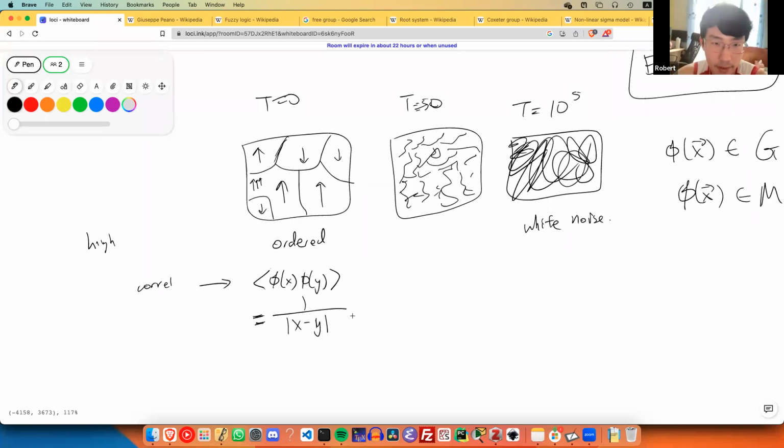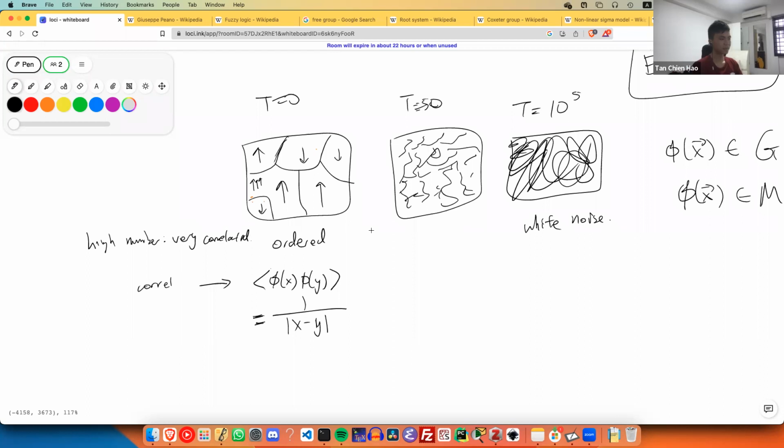So for example, wait, let me get the board. One sec. Let me move over. Try to find the thing. Okay, we are over here. Let me grab a pen with a yellow color.